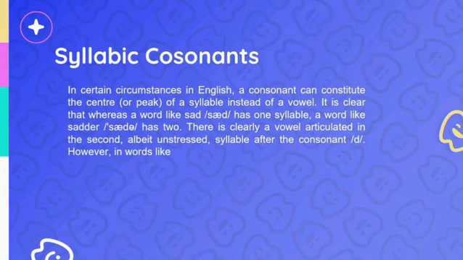In certain circumstances in English, a consonant can constitute the center or peak of a syllable instead of a vowel. It is clear that whereas a word like sad has 1 syllable, a word like sadder has 2. There is clearly a vowel articulated in the second, albeit unstressed, syllable after the consonant.